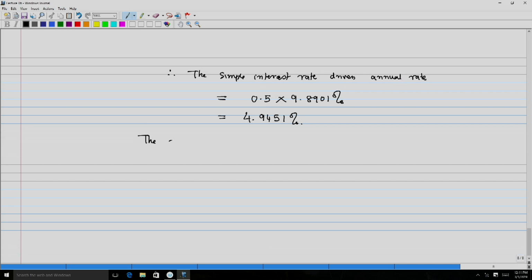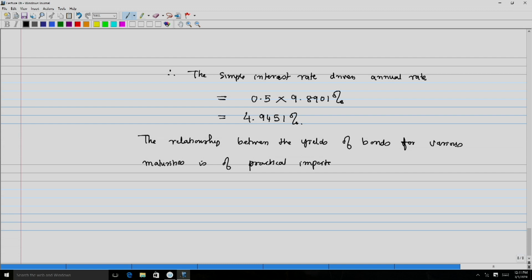Now, the relationship between the yields of bonds for various maturities is of practical importance to investors and practitioners.